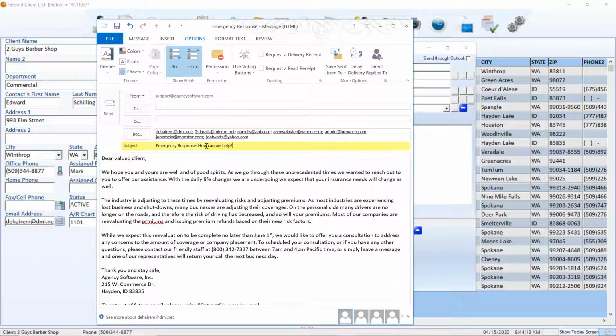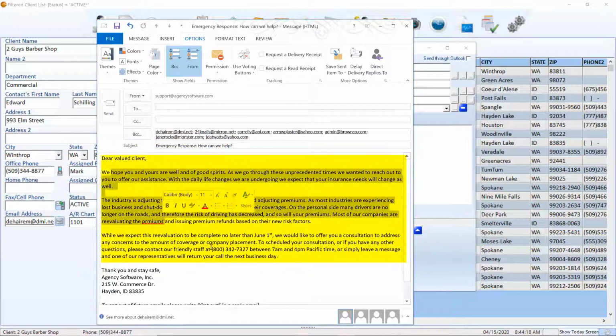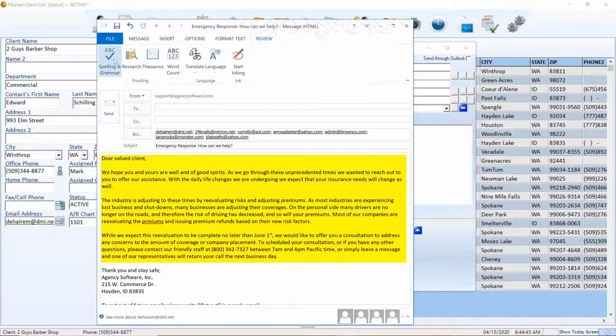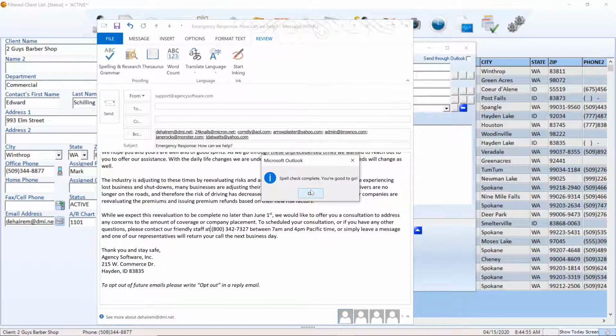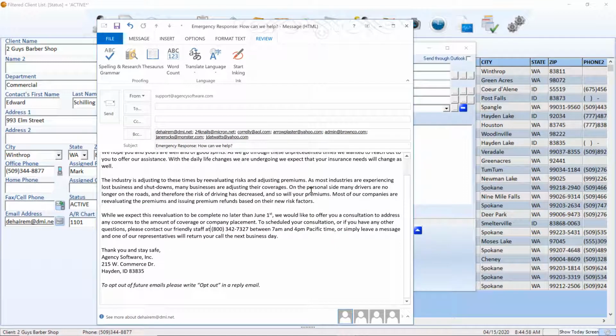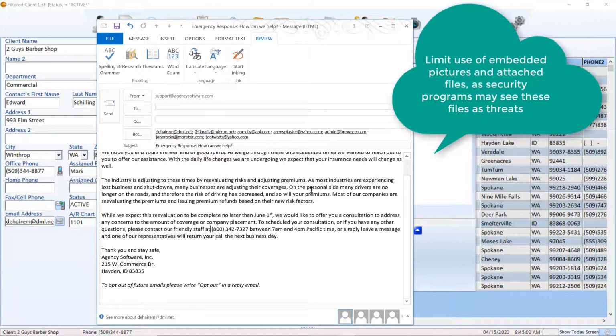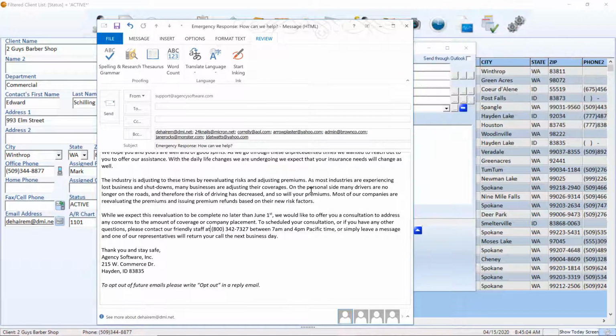The email body should remain concise. Be sure to use proper etiquette and your grammar and spell check tools. If you are sending an advertisement, you must clearly identify the message as such. You should always avoid sending attachments and limit use of embedded pictures so as to not flag your email as a threat.